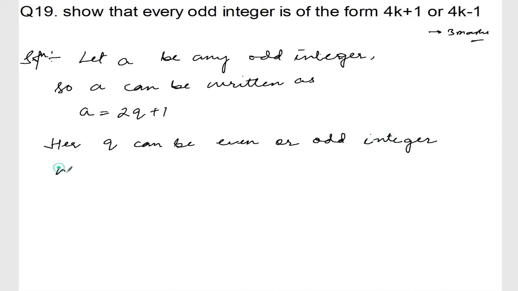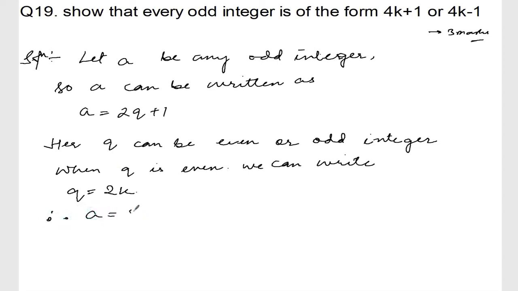So when q is even, we can write q is equal to 2k. Therefore a is equal to 2 into 2k plus 1, which will be 4k plus 1.